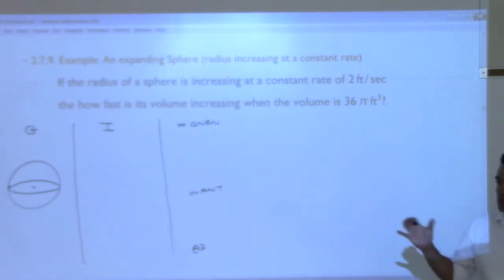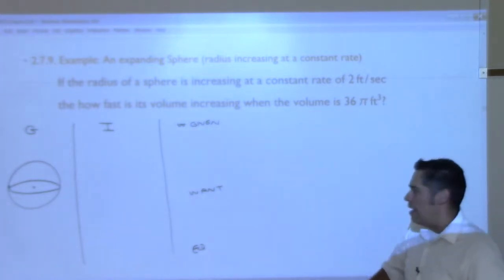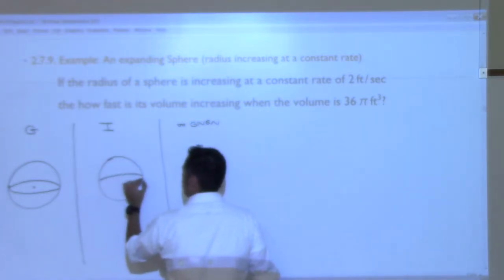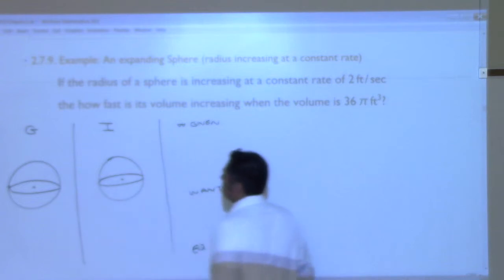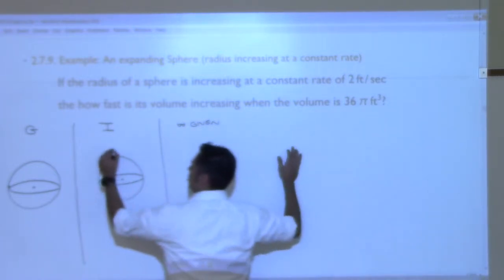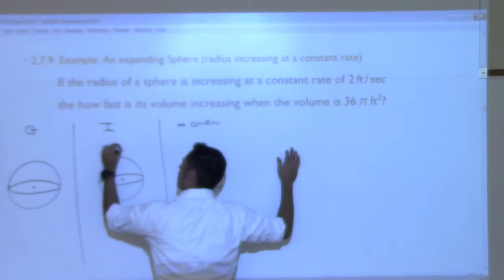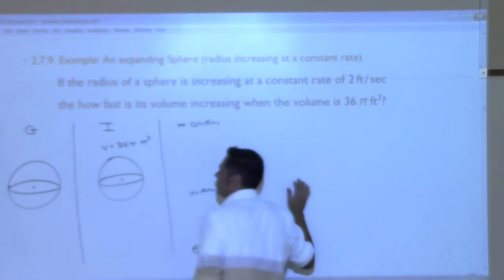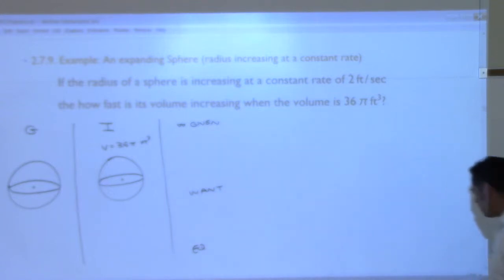So I'm not going to fix anything on that. I'm just going to leave it as a sphere. I'm going to draw another sphere over here. This is the one, the instant in time. Is there anything you can tell me about the instant in time? The volume is what? 36 pi cubic feet. So here for this one, the volume is 36 pi cubic feet. Anything else?